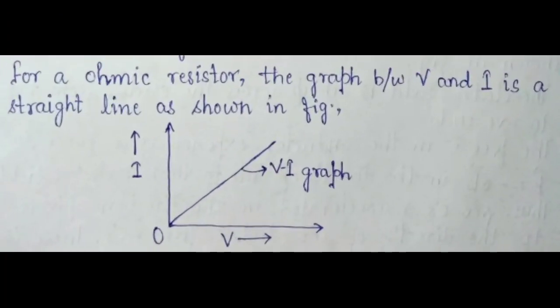Now as you see in the graph of Ohm's law, it is always a straight line, and in the practical exams you will also perform this practical of Ohm's law, in which you will draw the same graph on graph paper. Here it is written, for an ohmic resistor the graph between V and I is a straight line as shown in the figure. On the x-axis we have taken V, the potential difference, and on the y-axis we have taken I, the current, and the graph between V and I is a straight, linear graph. So this is all about Ohm's law, but the main formula is that V is directly proportional to I, or V equals IR.